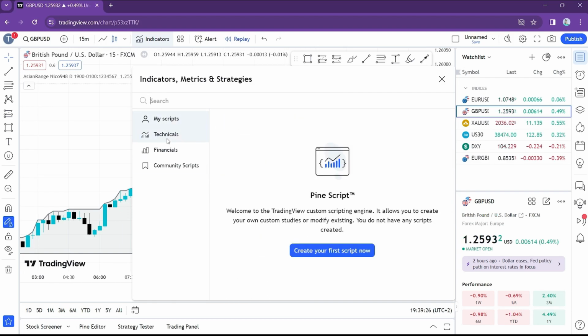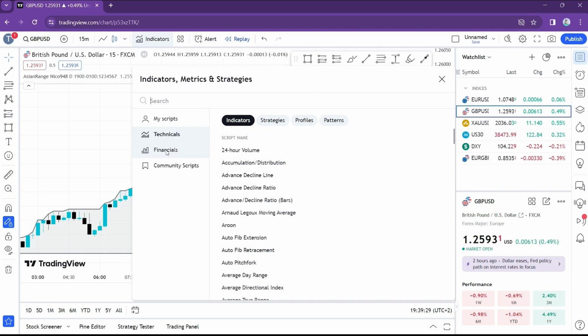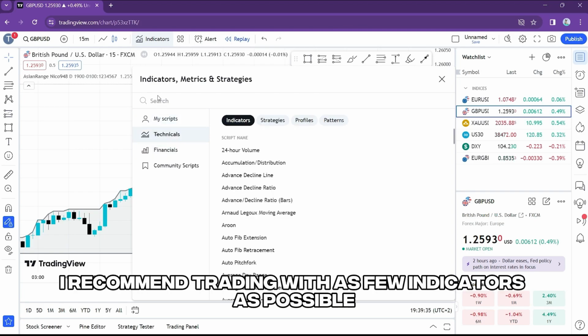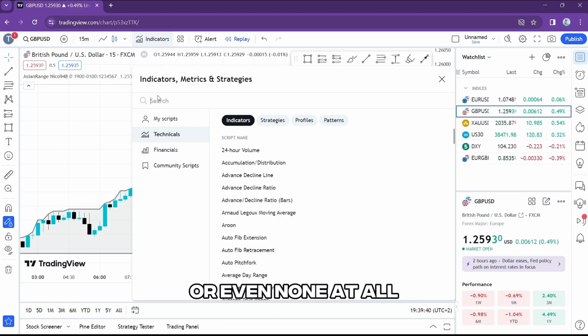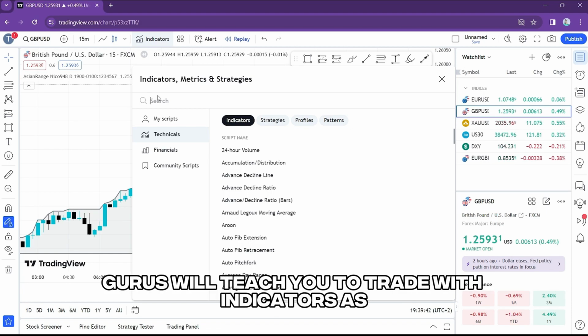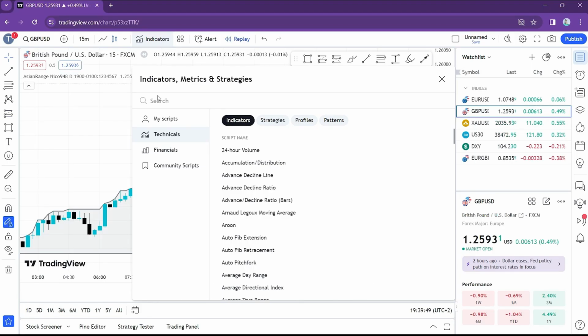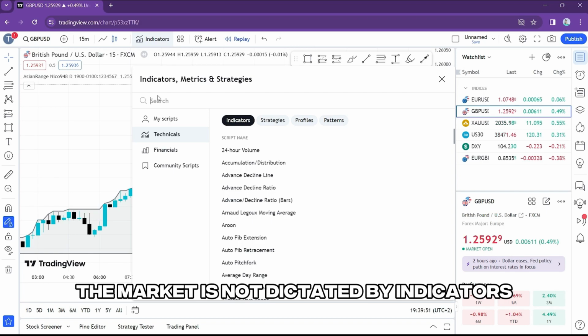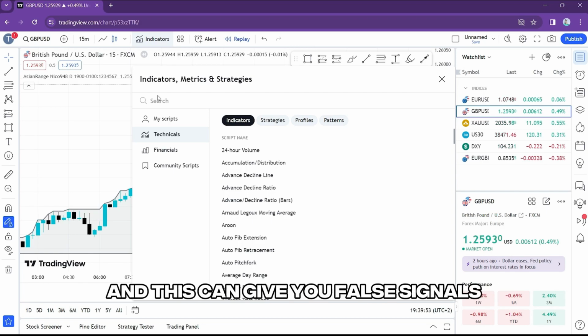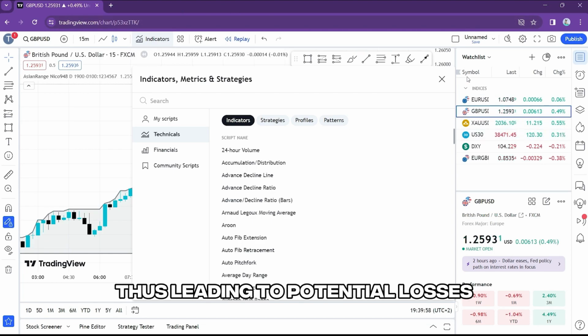You can create your own scripts. You can find technical indicators, financial, and so on. I recommend trading with as few indicators as possible or even none at all. Although most gurus will teach you to trade with indicators as if they found a secret formula, my advice is to avoid them. The market is not dictated by indicators, but the other way around, and this can give you false signals, thus leading to potential losses.